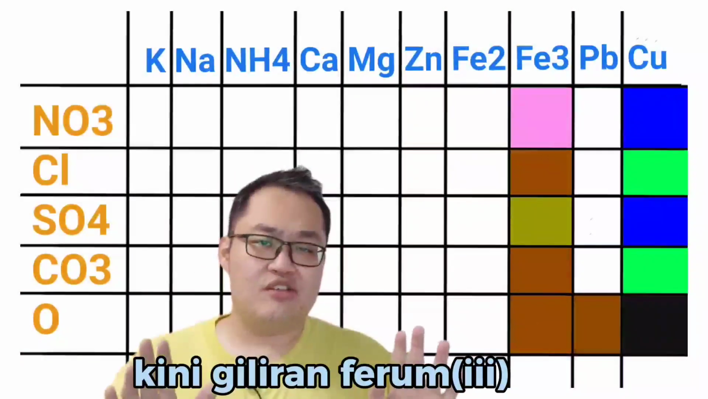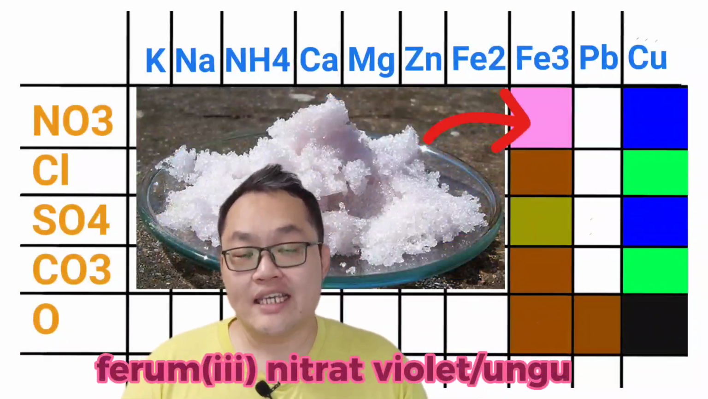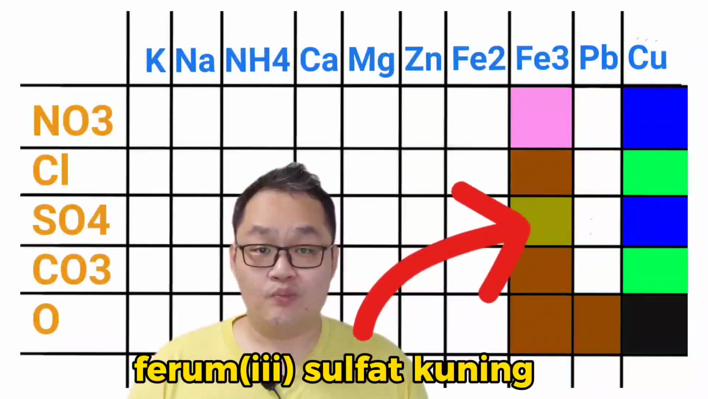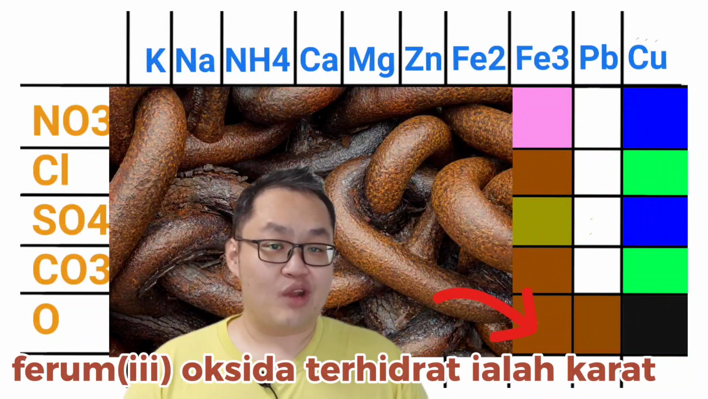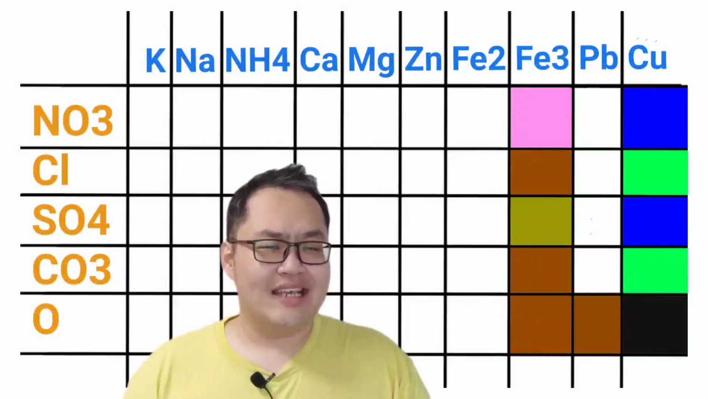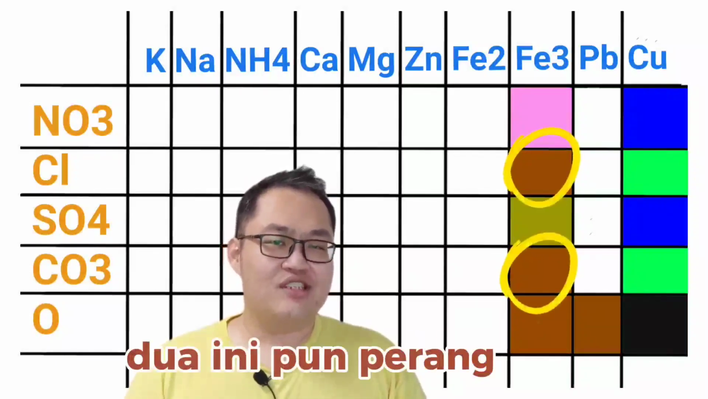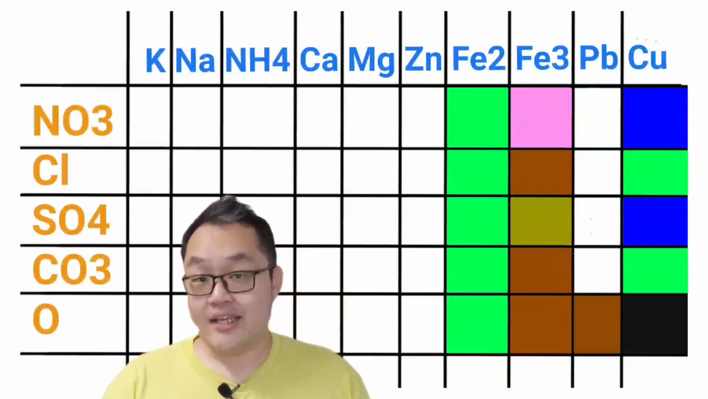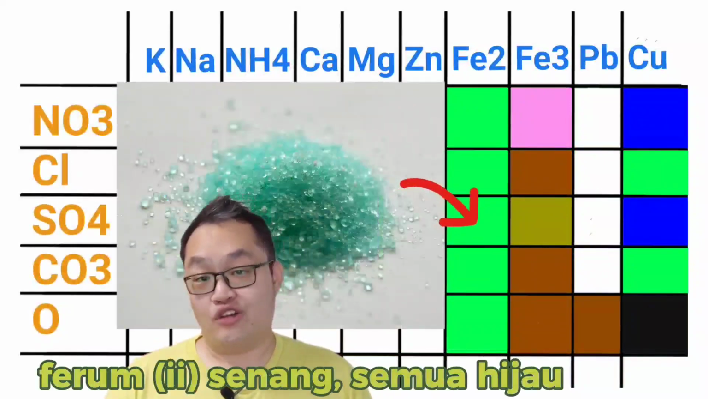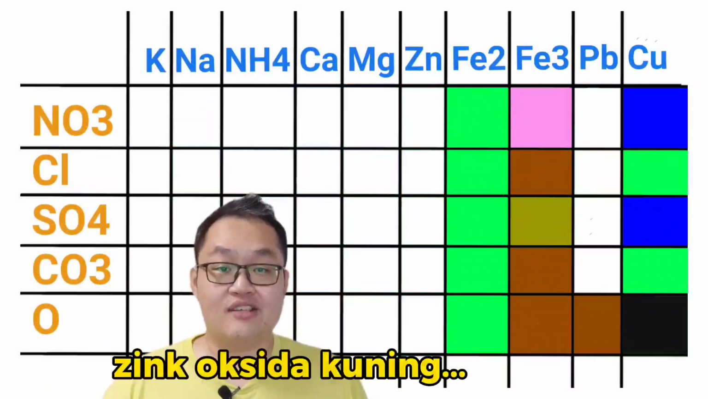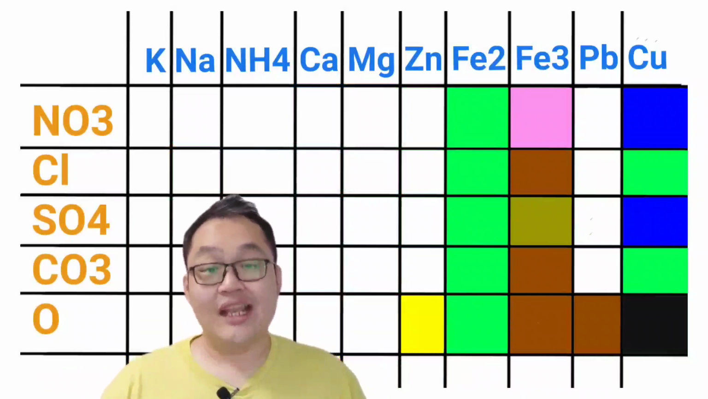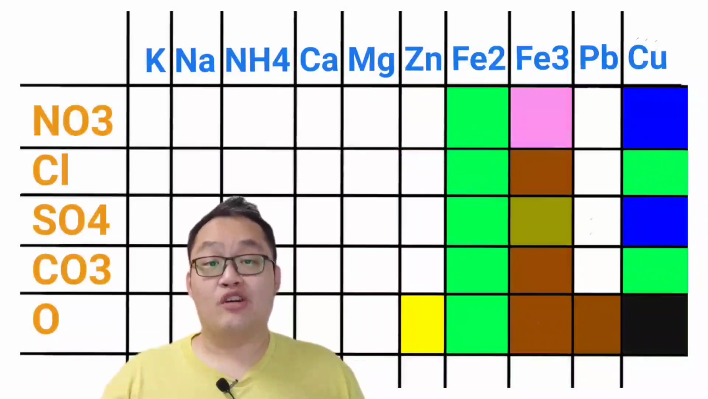Now, this is not mentioned in your syllabus, but iron 3 nitrate is violet and iron 3 sulfate is yellow. Hydrated iron 3 oxide is rust, so you know what color it is. Luckily, the other iron 3 salts are also brown. Iron 2, fortunately as well, all green. Lastly, zinc oxide is yellow. Kinda. So time to talk about oxides right now.